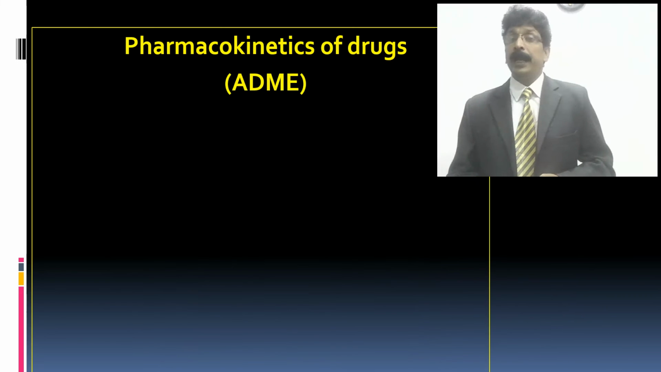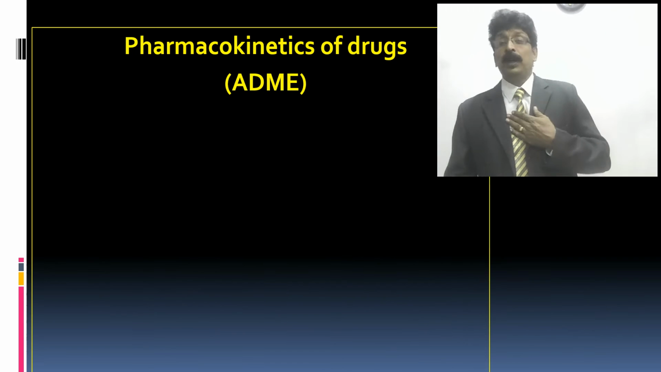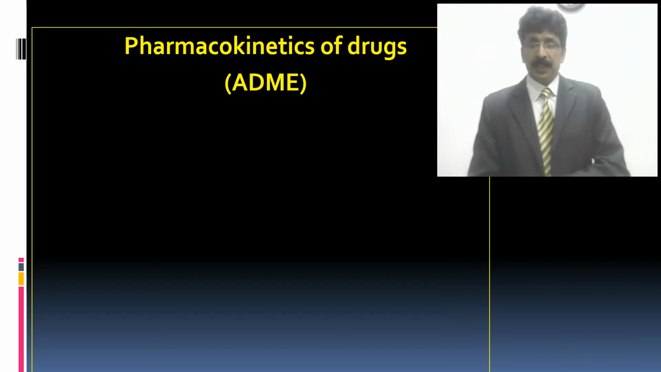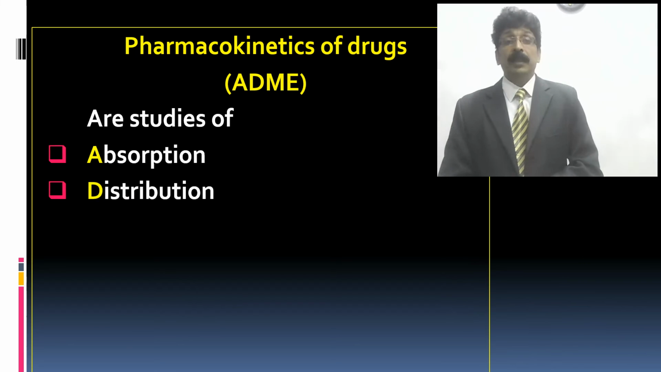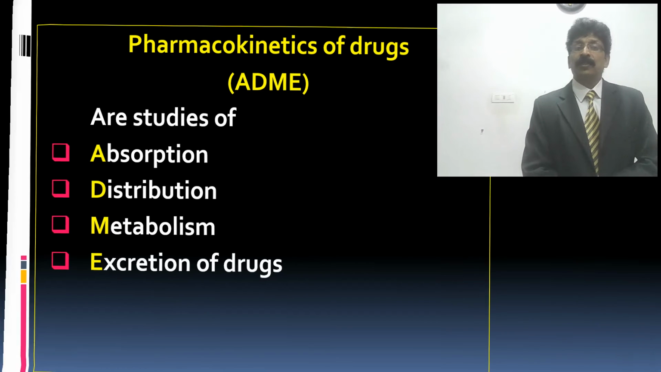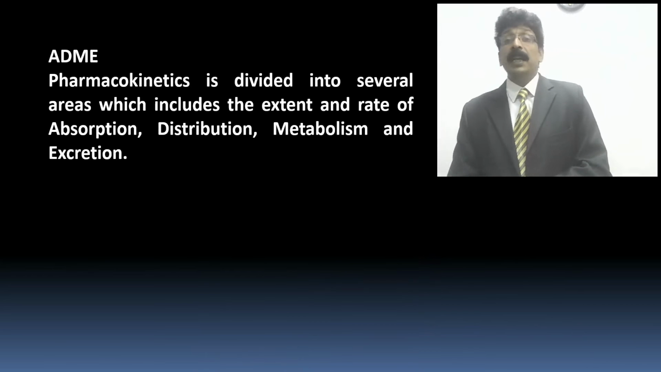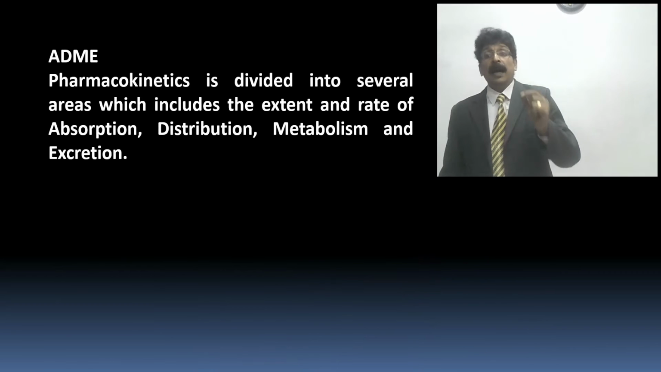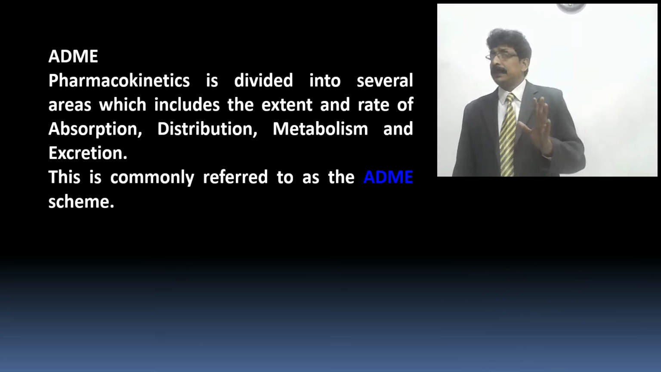When we come to the pharmacokinetics of the drug, the books mention ADME: absorption, distribution, metabolism and elimination. Nowadays we have even included a first part, liberation or disintegration, which we will discuss. A stands for absorption, D distribution, M metabolism and E excretion of drugs. Pharmacokinetics is divided into several areas, which include the extent and the rate of absorption, distribution, metabolism and excretion. This is commonly referred to as the ADME scheme.